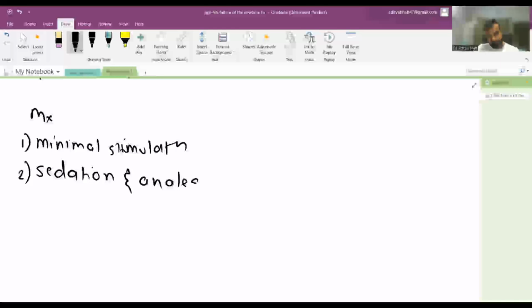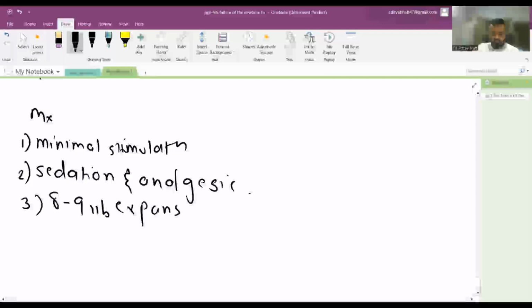Ventilation is very important in PPHN, and if the child continues to fight the ventilator, the child will not be oxygenated. That is why it is very, very important that you give analgesia and sedation. And next is 8 to 9 rib expansion. The rib expansion is more than enough. And what are the ideal conventional ventilator parameters for PPHN? What are the recommended parameters?